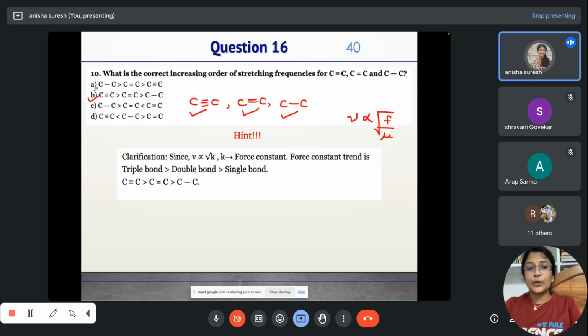So the correct answer will be option B. Here we use the equation nu proportional to root of k by mu, where k is the force constant. The force constant trend is triple bond greater than double bond greater than single bond. So the frequency will be greater for triple bond compared to double bond compared to single bond. So the correct option will be option B. Is this clear?